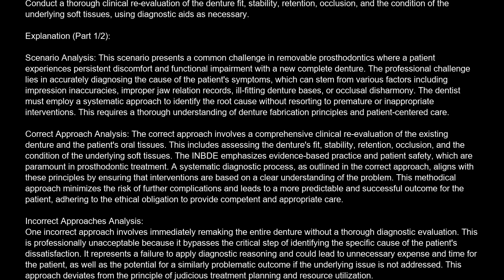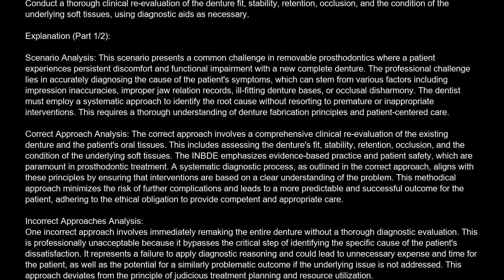The professional challenge lies in accurately diagnosing the cause of the patient's symptoms, which can stem from various factors including impression inaccuracies, improper jaw relation records, ill-fitting denture bases, or occlusal disharmony. The dentist must employ a systematic approach to identify the root cause without resorting to premature or inappropriate interventions.